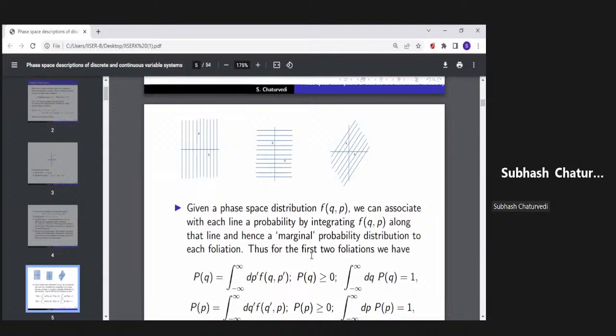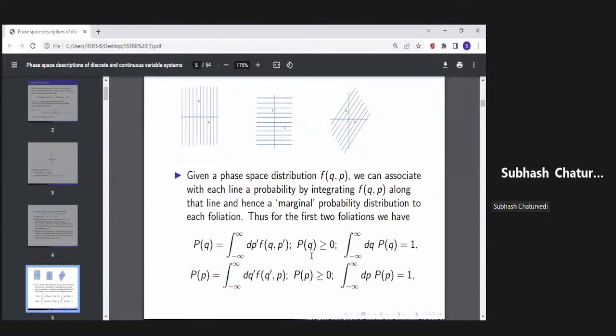Thus, for the first foliation, you just take that F(q,p), integrate it over p prime, you will get a probability distribution which is pointwise positive and integrates to 1. Similarly, for the second foliation, you get another probability distribution. So with each foliation, given a probability distribution over the phase space, you can associate what are called these marginal probability distributions.